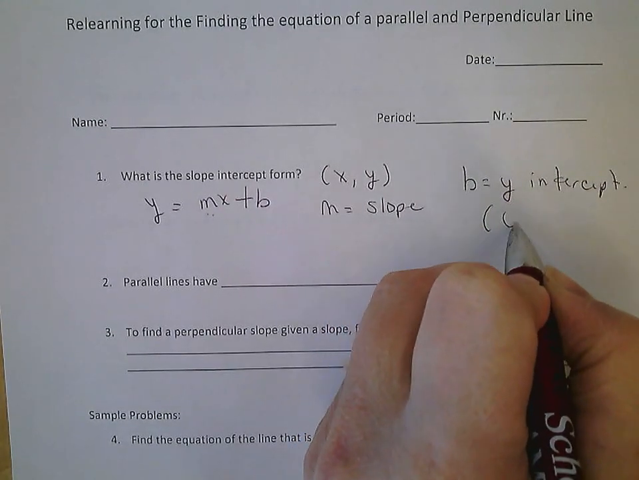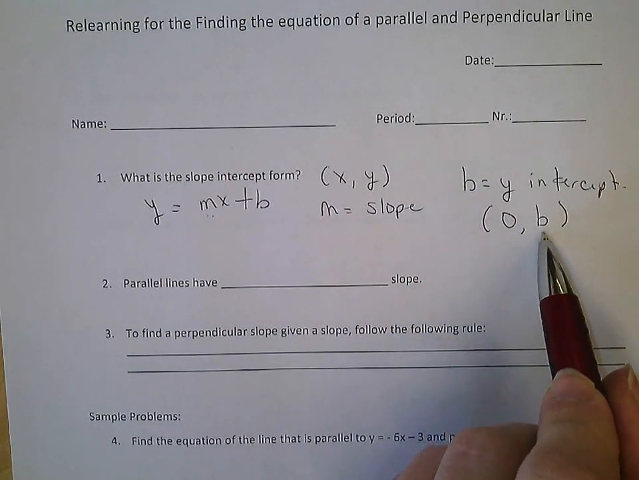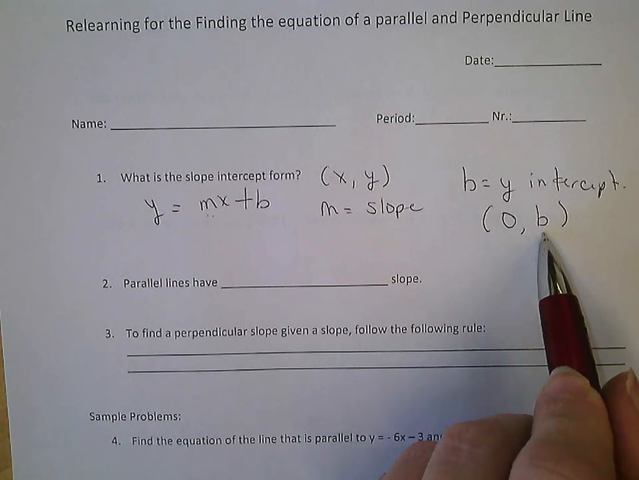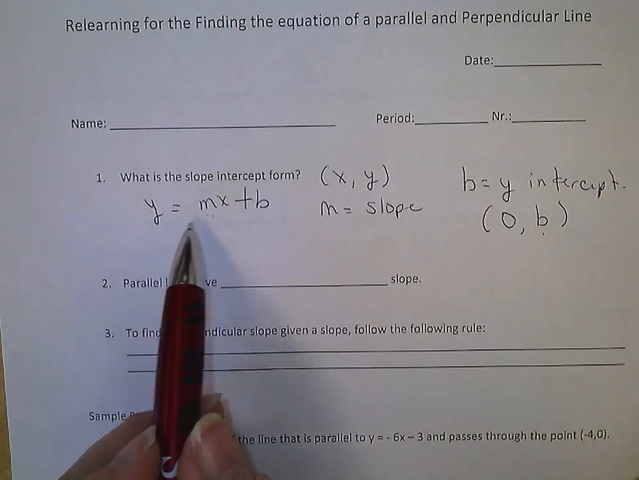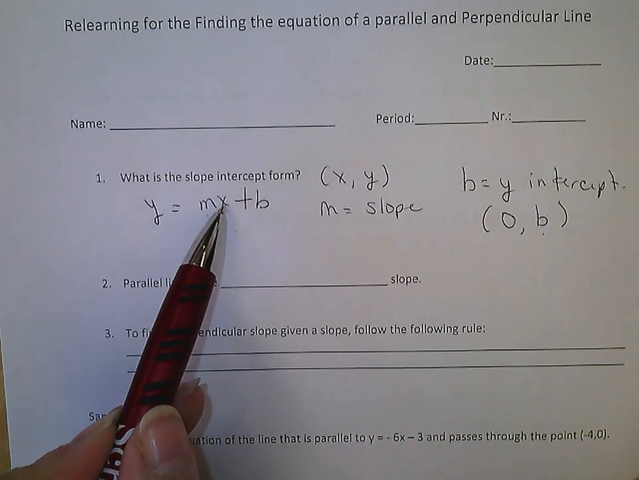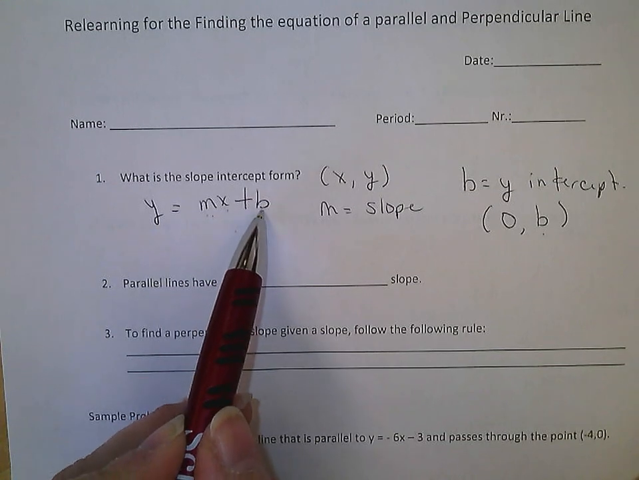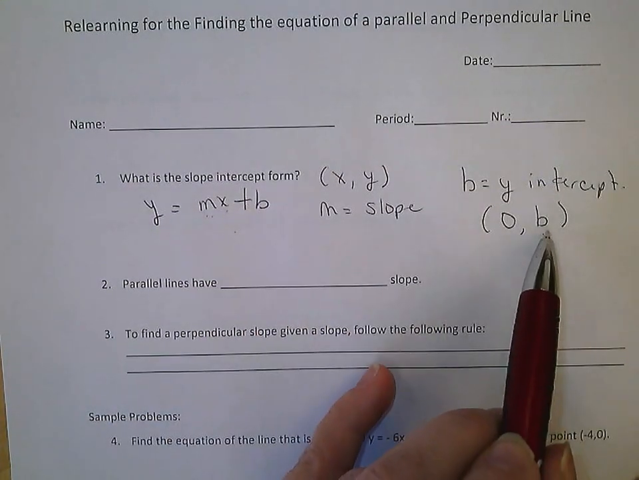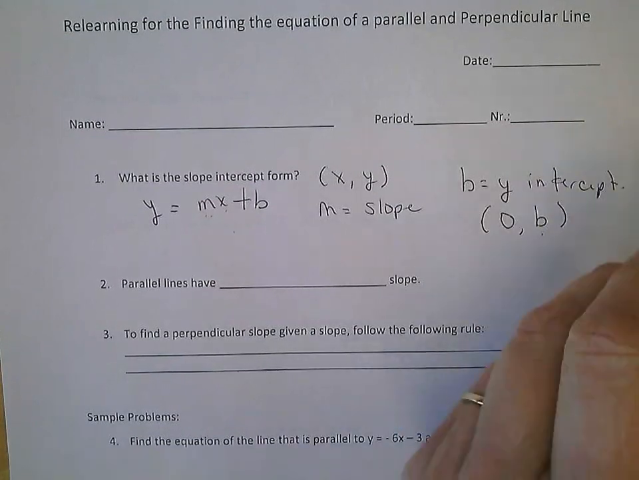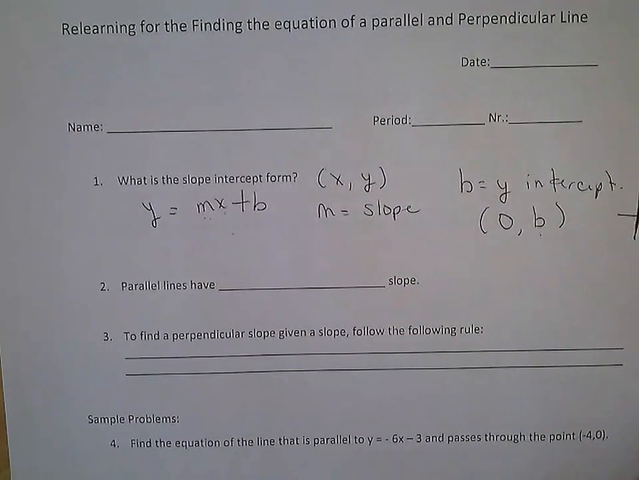B is the y-intercept, and it's when x equals 0, the second number, where it crosses the y-axis. So if we were given an equation of a line, and we were to put 0 in for our x, 0 times any number is 0. That means that y would equal b. That would be our second number, and we would graph it as a point on the y-axis right here.